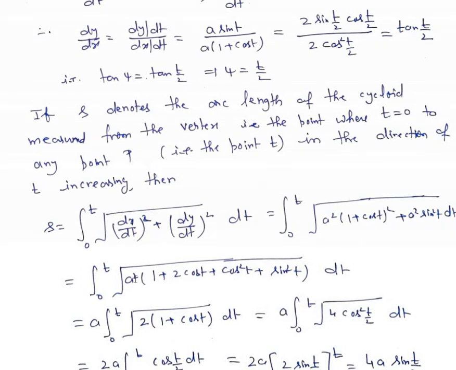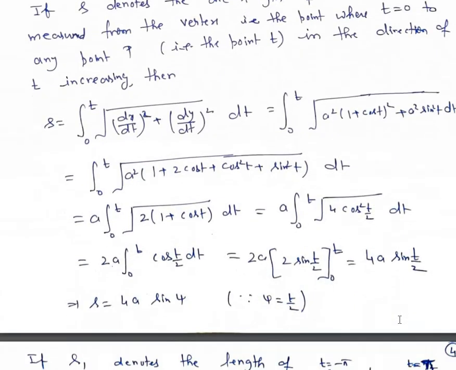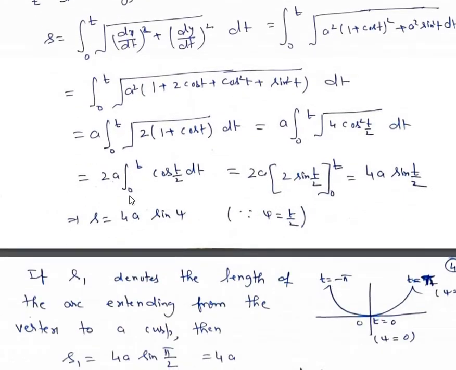1 plus cos t whole square can be written as 1 plus 2 cos t plus cos square t, and then sin square t. Take a square outside, so this is a times integral 0 to t under root of, now cos square t plus sin square t is 1, so we take 2 common, 2 into 1 plus cos t dt. 1 plus cos t is 2 cos square t by 2, so this is a into integral 0 to t under root of 4 cos square t by 2 dt. So this is 2a times integral 0 to t cos t by 2 dt.